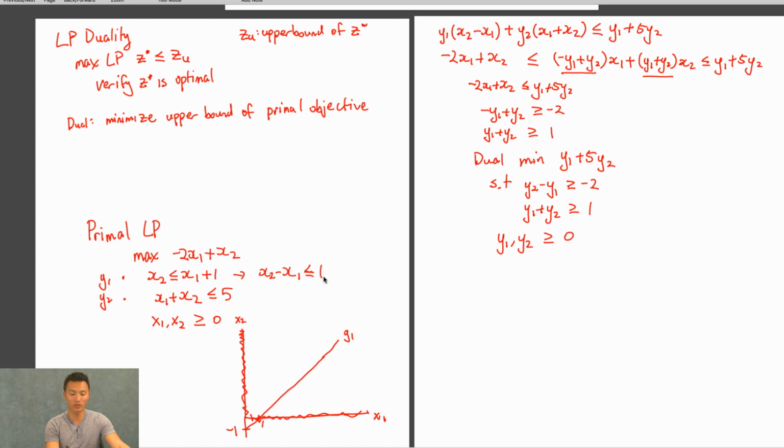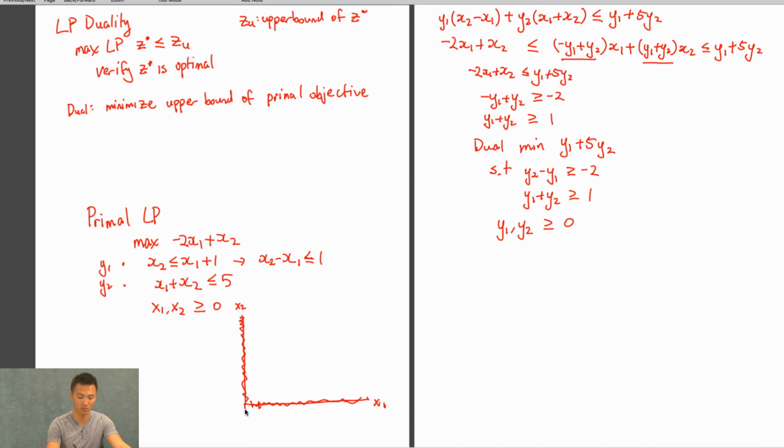So y2 is equal to y1 plus 1. Actually, this should be 1 here. Now we're going to have a slope of 1 going upwards, and this is my first constraint. For the second constraint, we have y2 is equal to 5 minus x1. So 2, 3, 4, 5. This is going to be 5 over here, and I'm just going to draw this line out here.